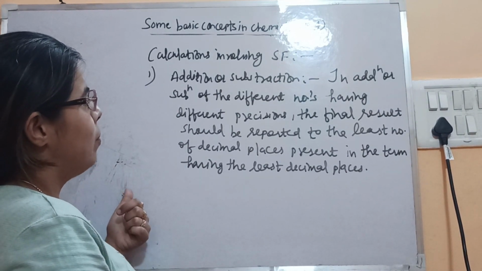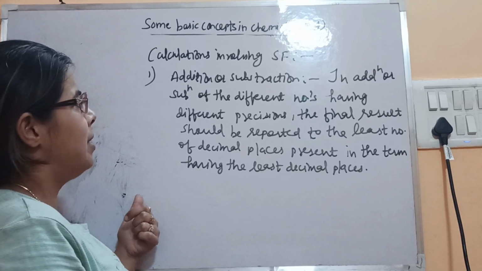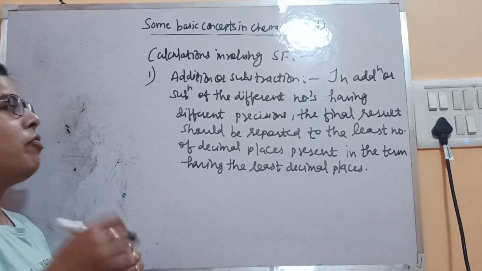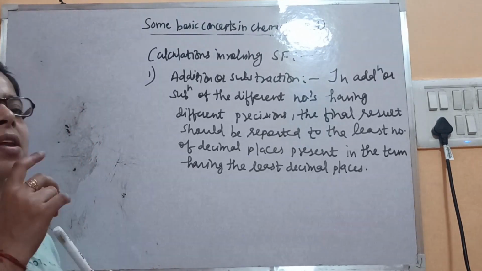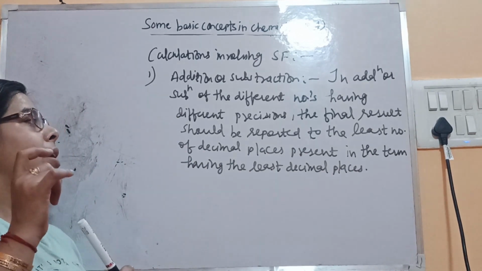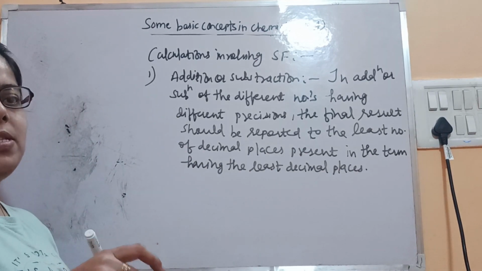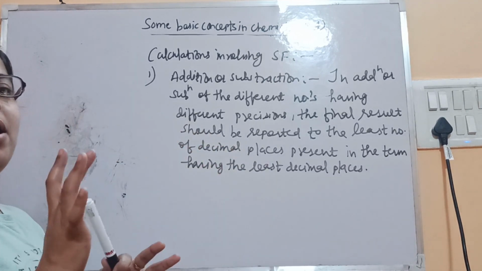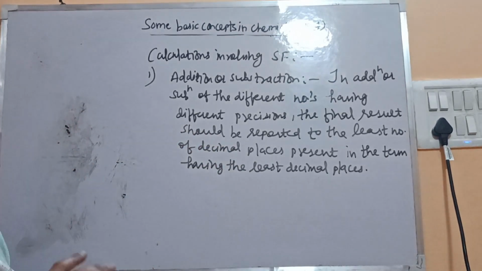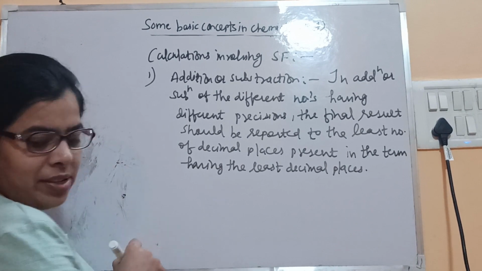So let's see the first rule. In addition or subtraction of different numbers having different precisions, how do we report the final result? The final result should be reported to the least number of decimal places, as present in the number which has the least number of decimal places. Let's see what this means.